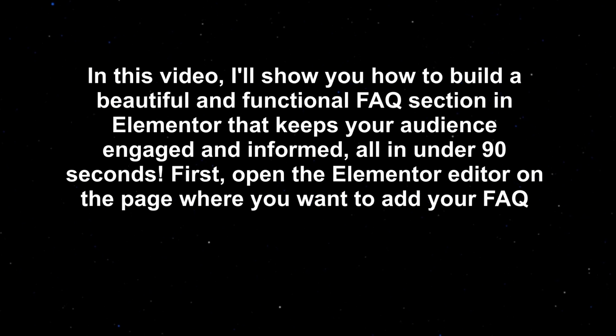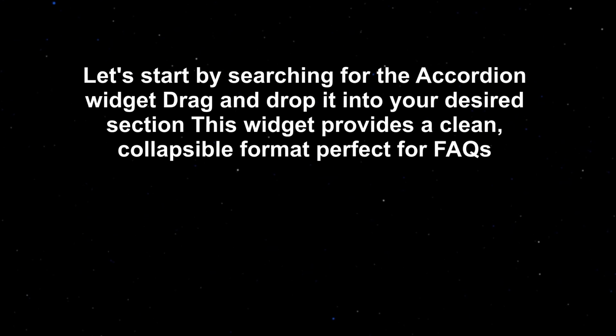First, open the Elementor editor on the page where you want to add your fact. Let's start by searching for the Accordion widget. Drag and drop it into your desired section. This widget provides a clean, collapsible format perfect for facts.